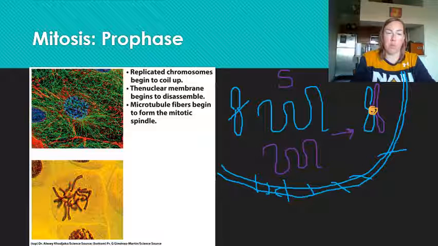These pictures, by the way, show plant cells on the top and animal cells on the bottom. They have to be stained different ways to look at them under a microscope, so that's why they have different colors. Okay. So also, real quick, these microtubule fibers begin to form the mitotic spindle. That'll be very important in the next phase.